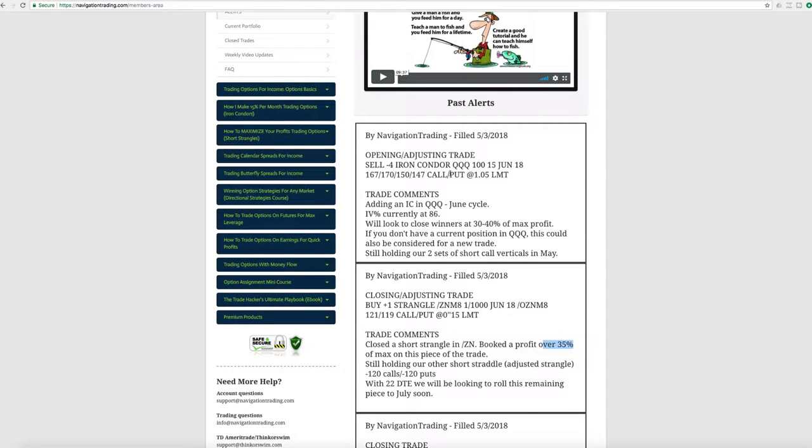Next trade was an opening adjusting trade in the Qs, and that was our final trade. So a lot less trades this week than typical.